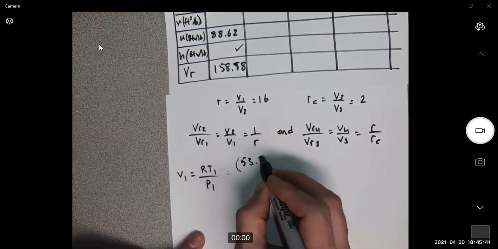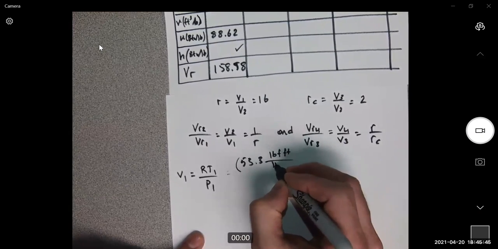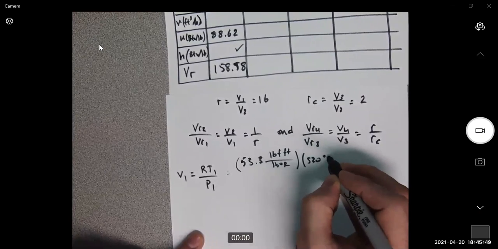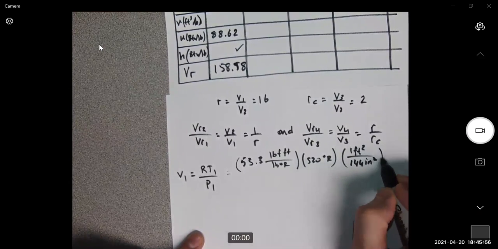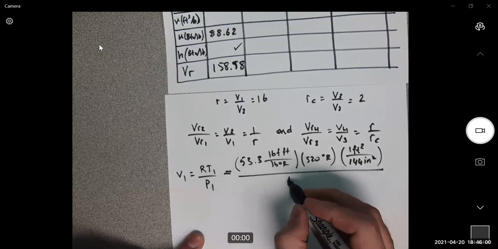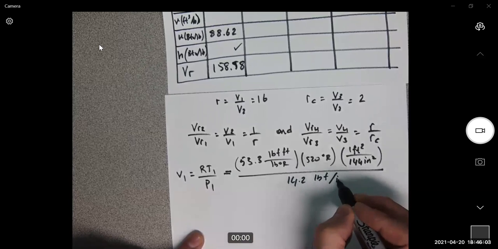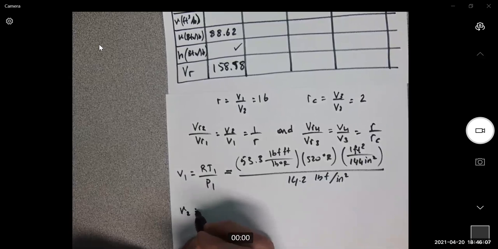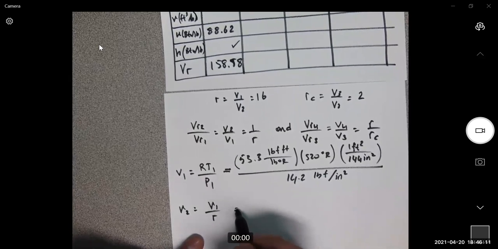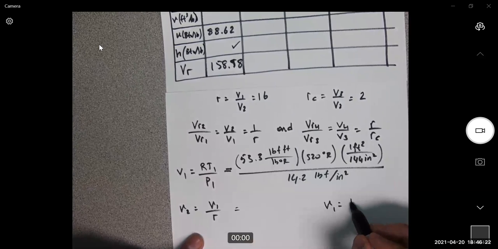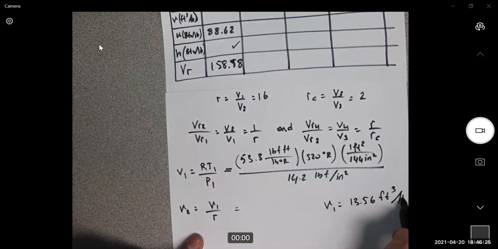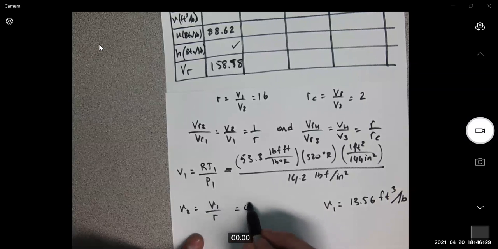R is 53.3 pound force feet per pound Rankine, T1 is 520 Rankine, P1 is 14.2 pounds per square inch times 144 square inches per square foot. v1 equals RT1 over P1, so v1 is 13.56, and vr2 will be 0.3475.